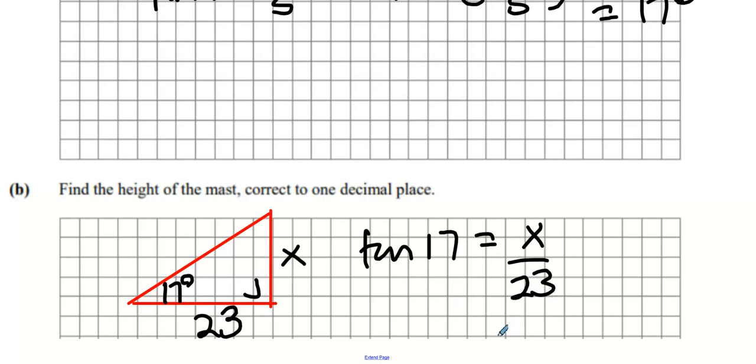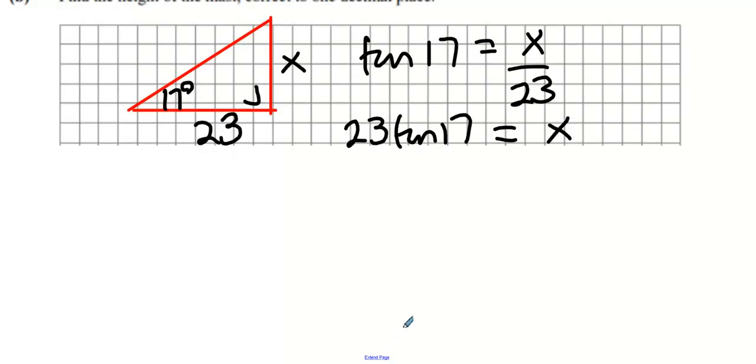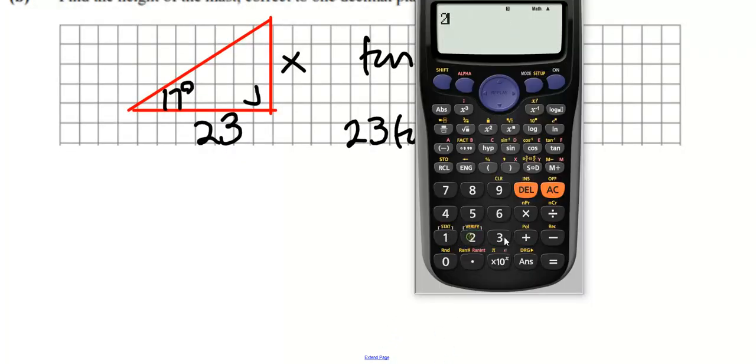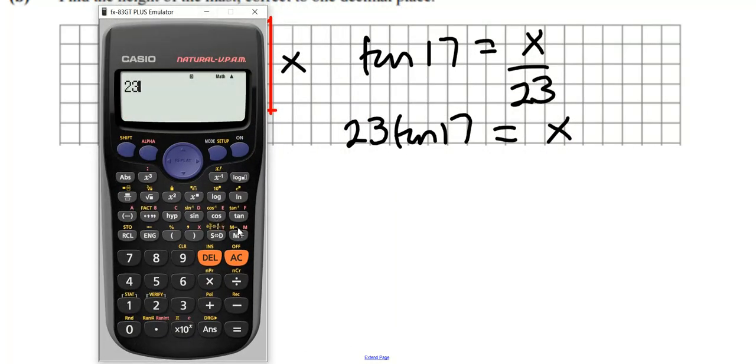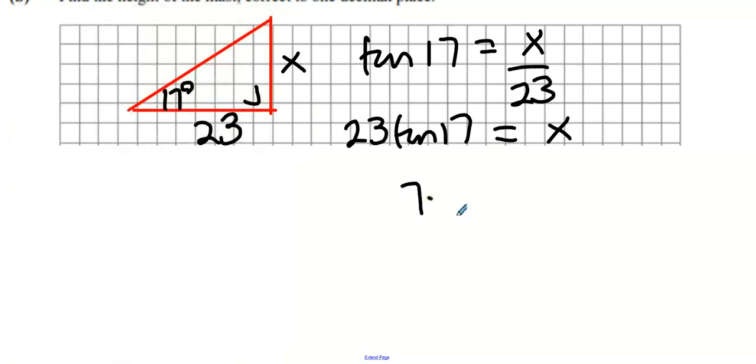What do I do to 23? What's 23 times tan 17? 7 meters, is it? To the nearest decimal. And to the nearest decimal, 7.03 rounds off to 7. Still 7.0, lads. Who got that one right? 7 on the money.